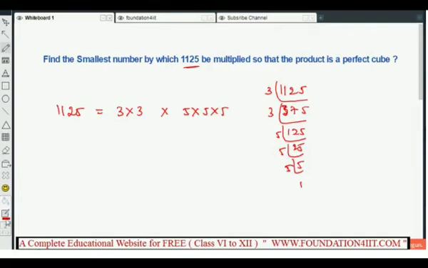So if you observe here, how much part is less? Now 5 into 5 into 5 is one set. But 3 into 3 into 3, only two numbers. So we need one more place. There should be a 3 here. So an additional 3 we need to multiply. So it's clearly, to make it a perfect cube, it must be multiplied by 3.